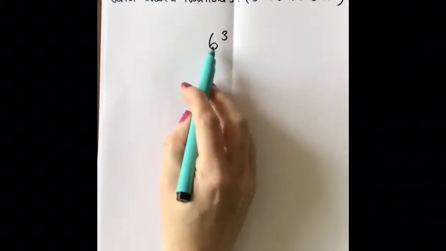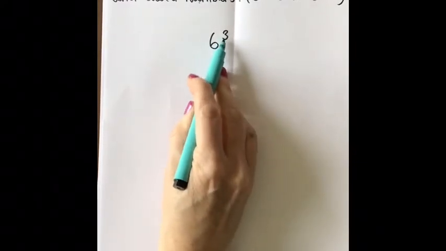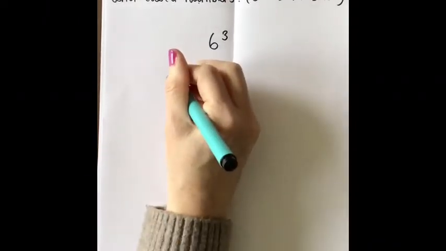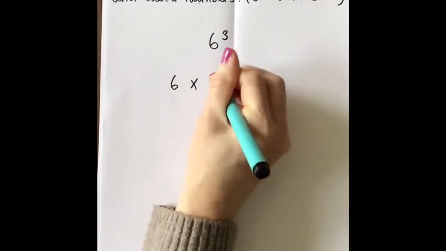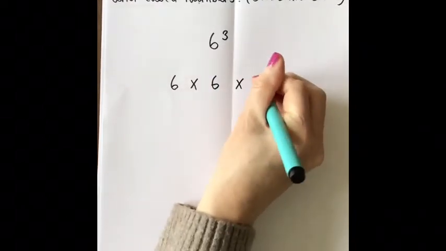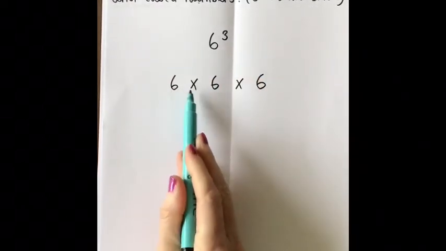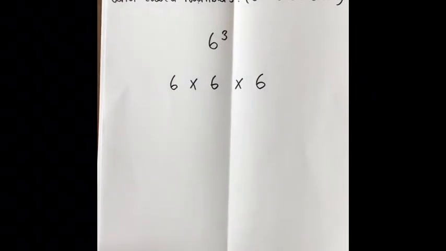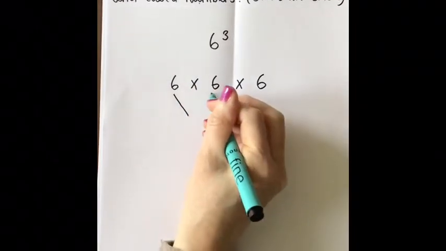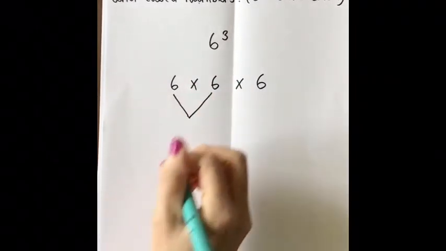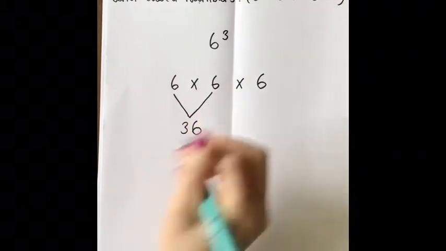So a cubed number looks slightly different because it's got a small 3 in the corner, and that 3 means to the power of 3. So this time we times it 3 times. So we end up with 6 times 6 times 6. First part, we use our times tables. 6 times 6 is 36.